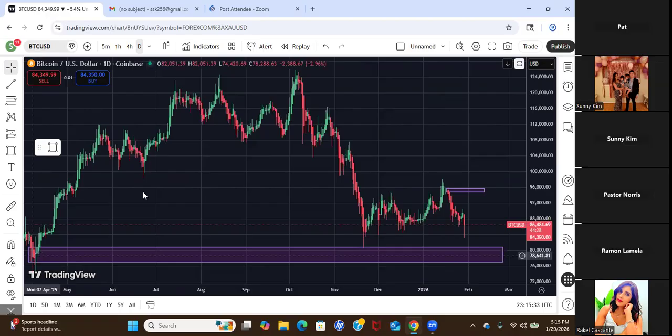New people, make sure you write that down. So step one of our strategy, determine the trend on the weekly and the daily. Step two, determine your buy zones and your sell zones on the daily.